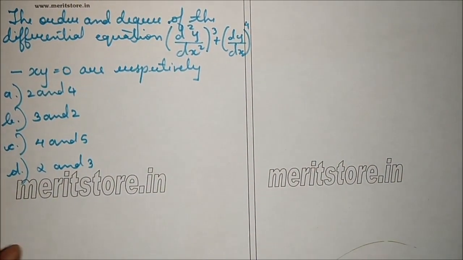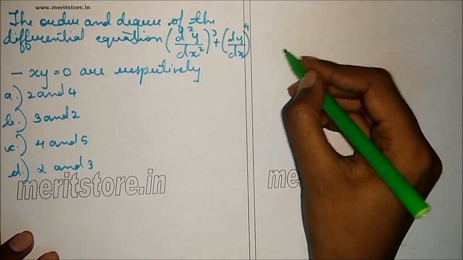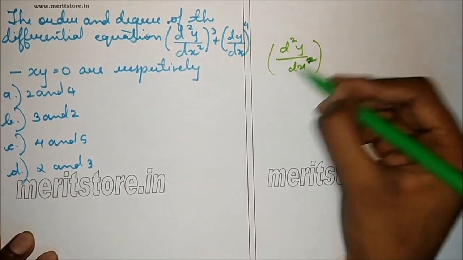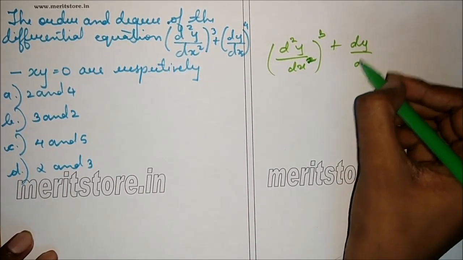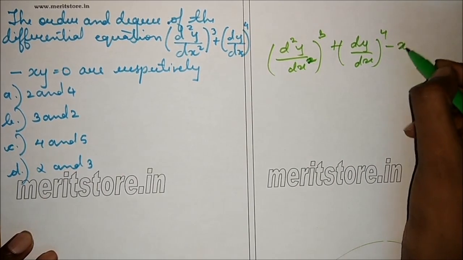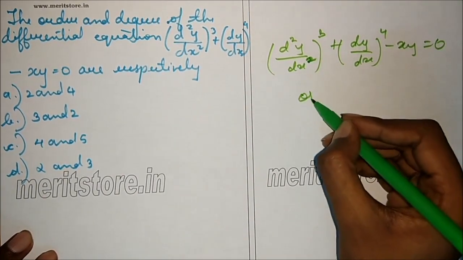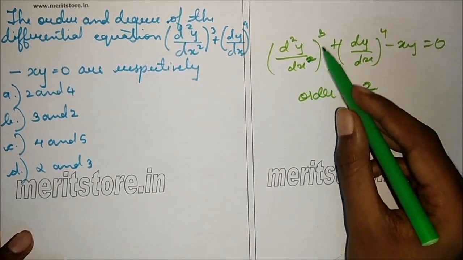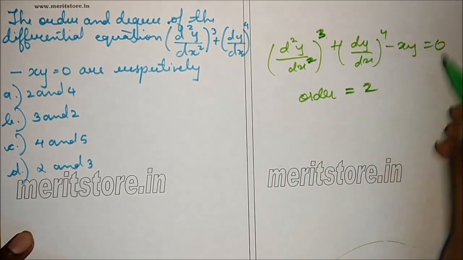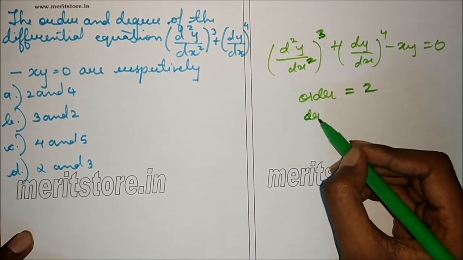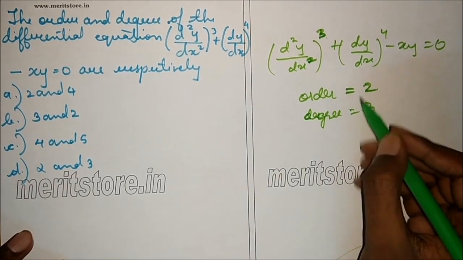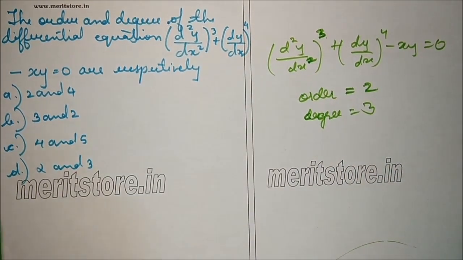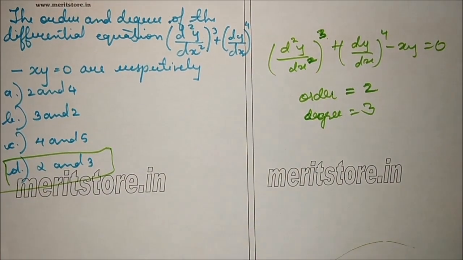We have to find the order and degree of the differential equation given: (d2y by dx square) raised to 3 plus (dy by dx) raised to 4 minus xy equals 0. So here the highest order of the derivative is 2, and the power of this is 3. So the order is 2 and the degree is 3. So the answer is D, 2 and 3.